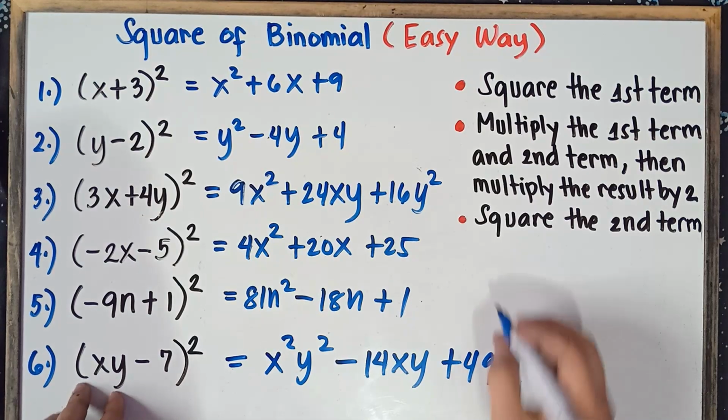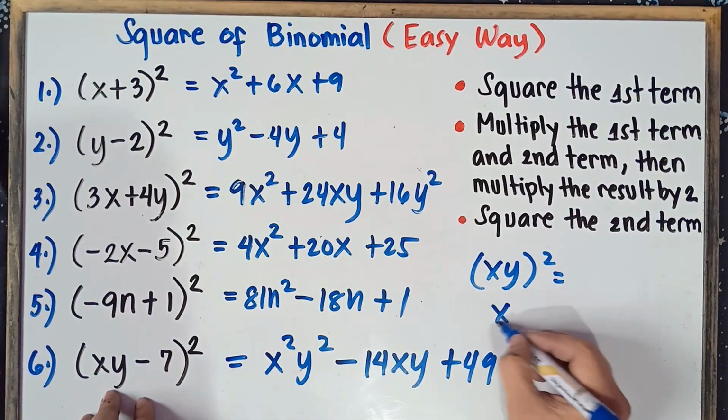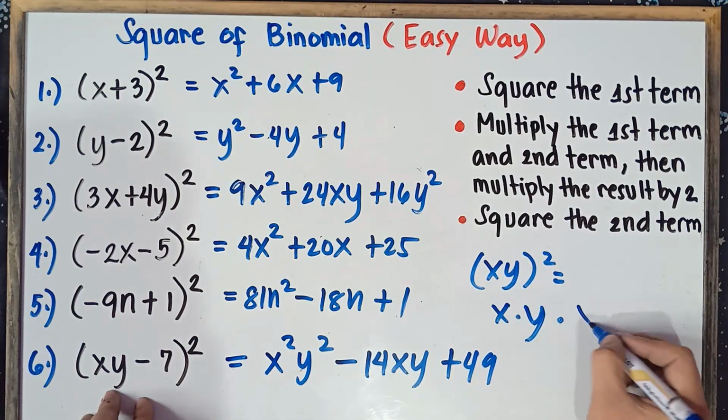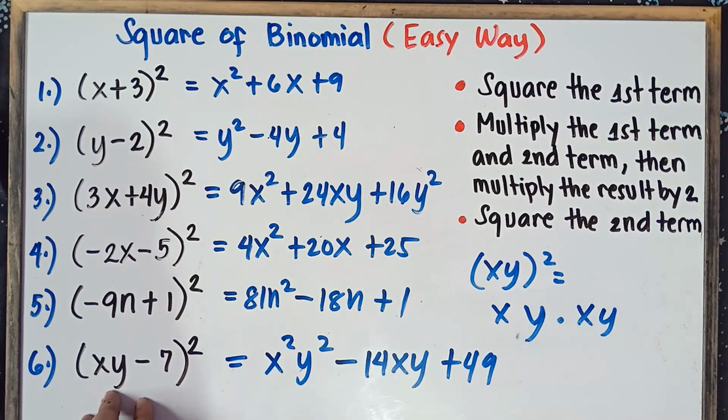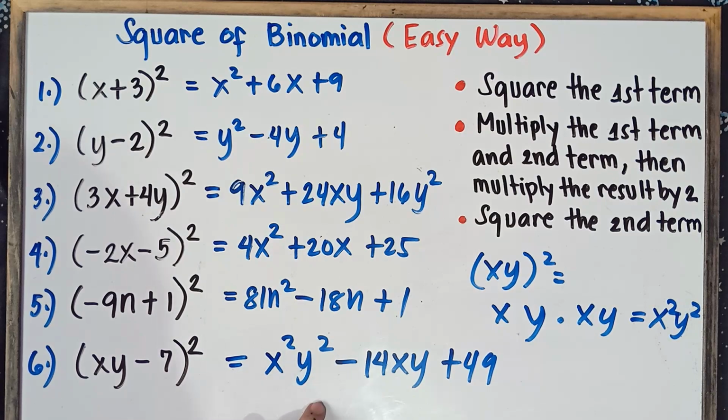So let's explain number 6. You square the first term. Xy times xy. Once again, xy multiplied by xy. So x times x, that would be x squared. Y times y, that would be y squared. So that's why we have x squared and then y squared.